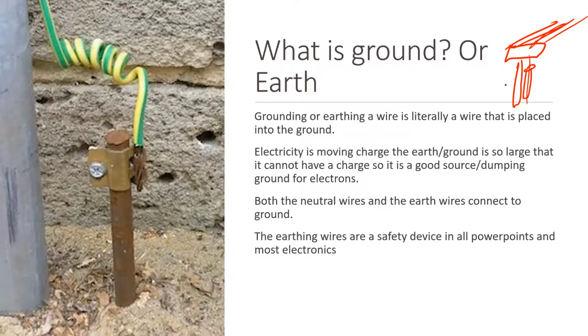Now, the ground or earth is so large that it cannot really take on a charge. So what it's really good for is dumping electrons, or accepting electrons. If I've got a big piece of ground here and a wire that goes down into the ground, and in that wire I push a bunch of electrons, electrons will happily go down into the ground.